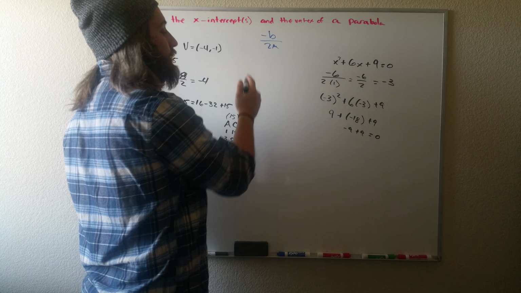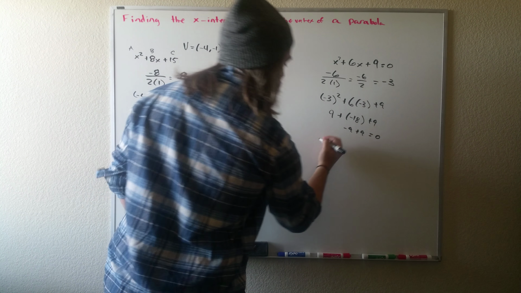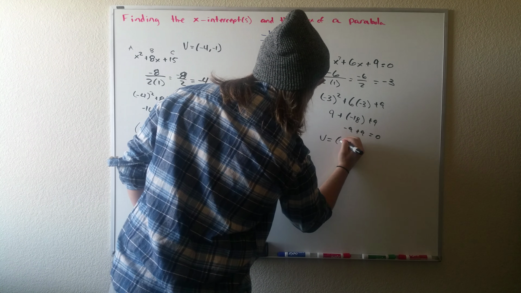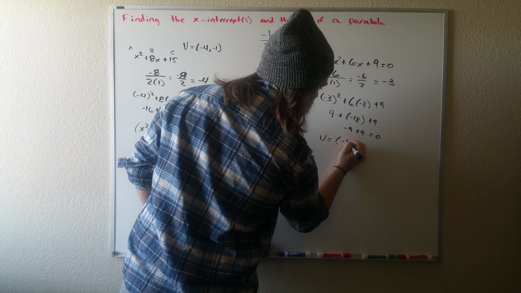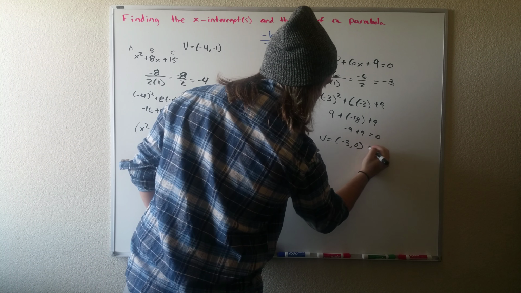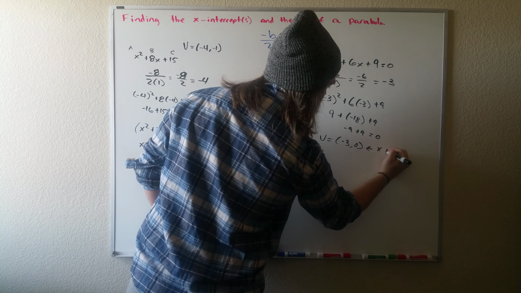And that means the vertex is also our x-intercept. So our vertex is at negative 3, 0, and that's also our x-intercept.